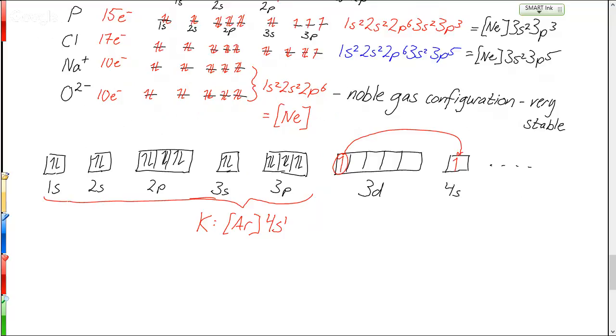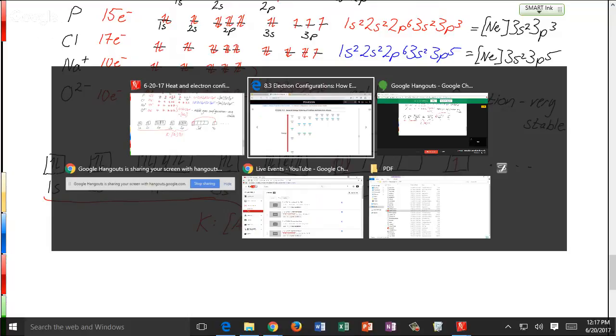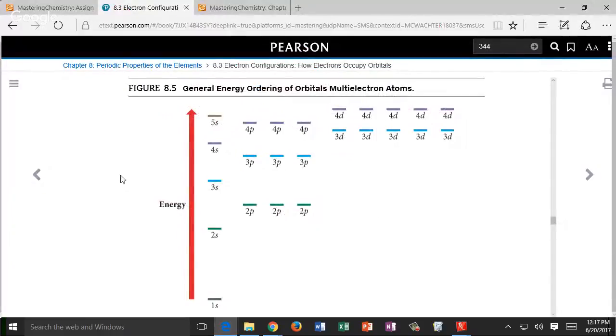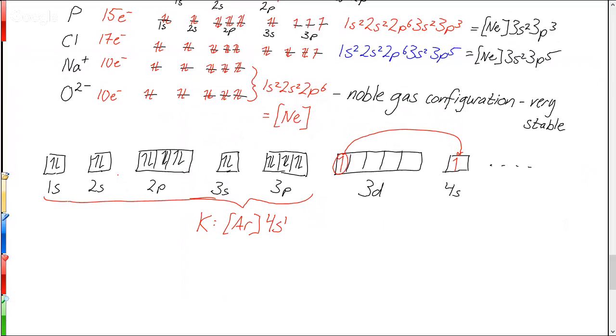But here's where there's a mistake in the book, and in many books, actually. It's a really common misconception. The book talks about it like this. They say that, well, okay, after the 3p, the 4s is actually lower in energy than the 3d. So you fill up the 4s first, and then the 3d. And that's actually not true. The 4s is at a higher energy than the 3d. It makes more sense chemically to look at it like this.